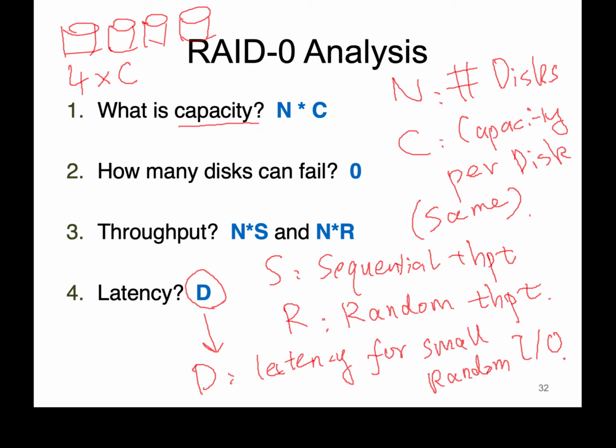Moving on to the reliability analysis. How many disks can fail? Well, the answer is 0, right? Because we don't provide any reliability guarantee, since the same piece of data is stored only once. Whenever a single disk fails, we basically lose the portion of the data stored therein. So this is the reliability consideration. Moving on to throughput.